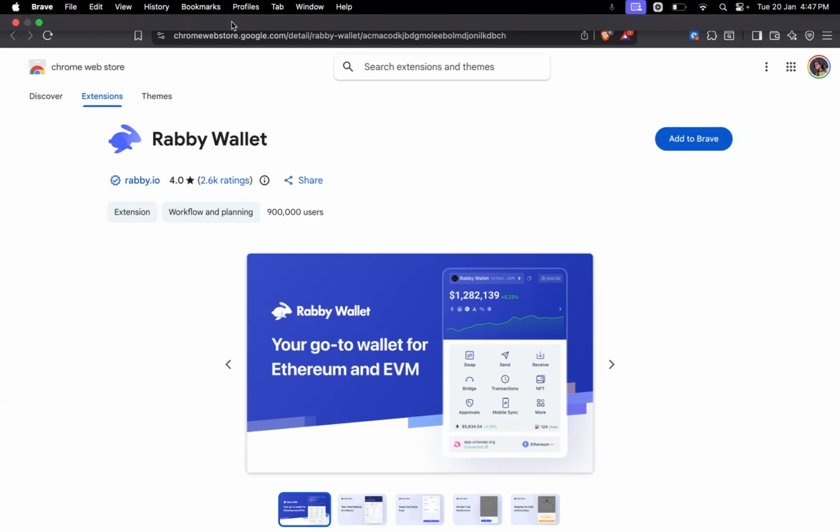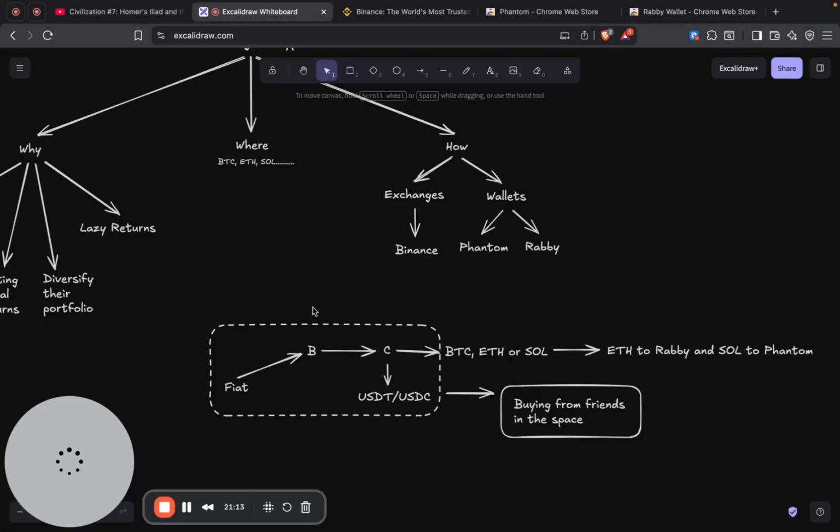So yeah, this is where we start our crypto investing journey, and hopefully let's learn something new, and let's start investing in crypto and diversifying our portfolio.